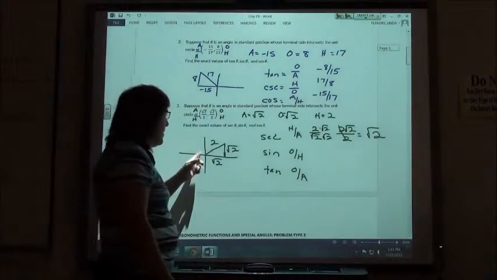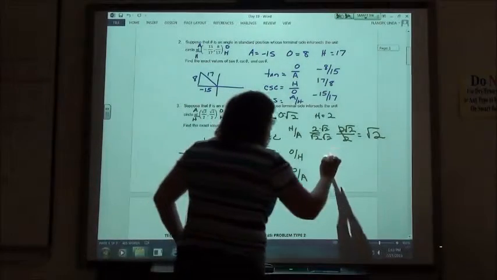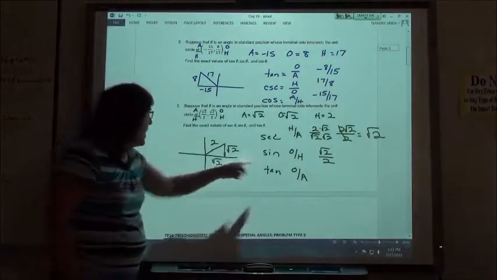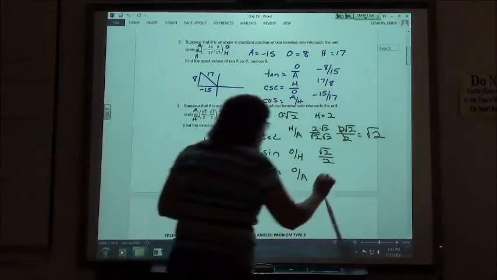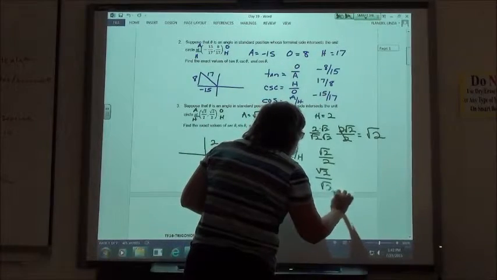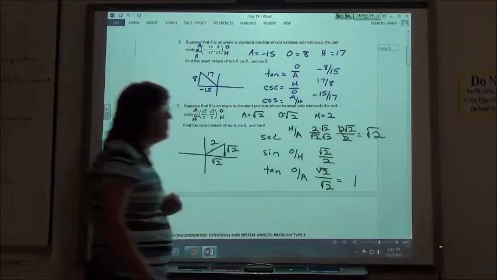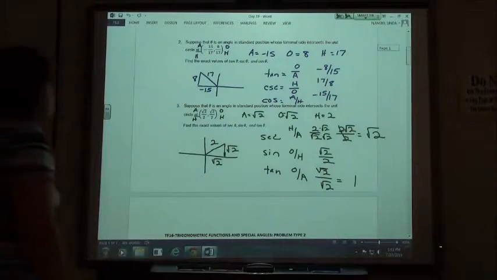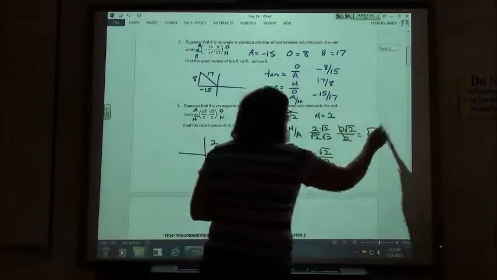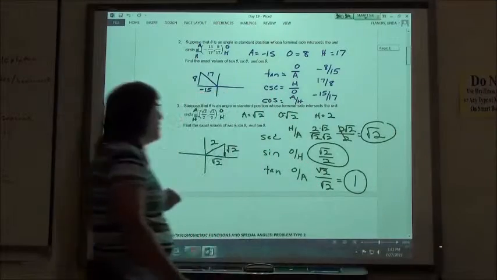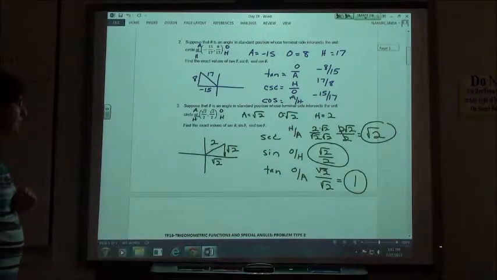My sine, opposite over hypotenuse, square root of 2 over 2. And my tangent, opposite over adjacent, square root of 2 over the square root of 2, just gives me a 1. So I get square root of 2, square root of 2 over 2, and 1 for my 3 answers.